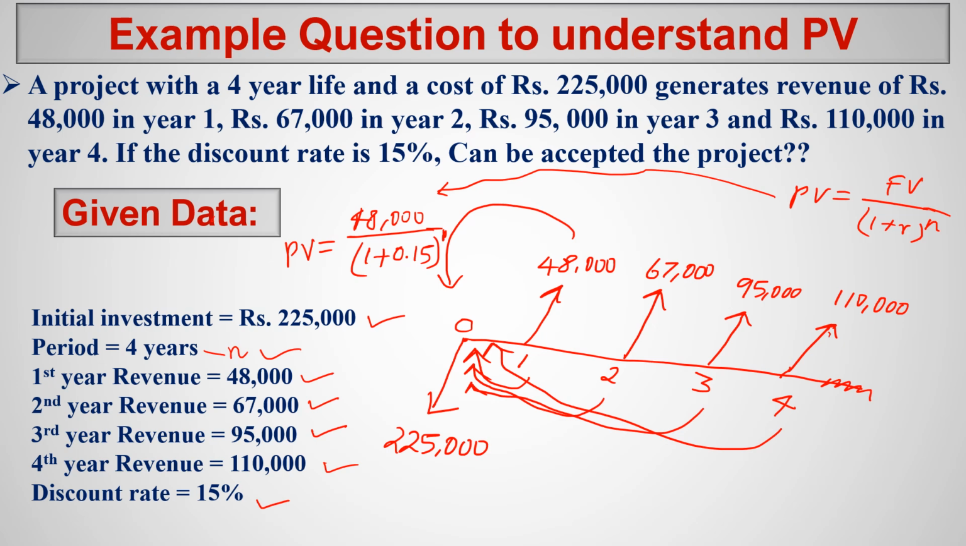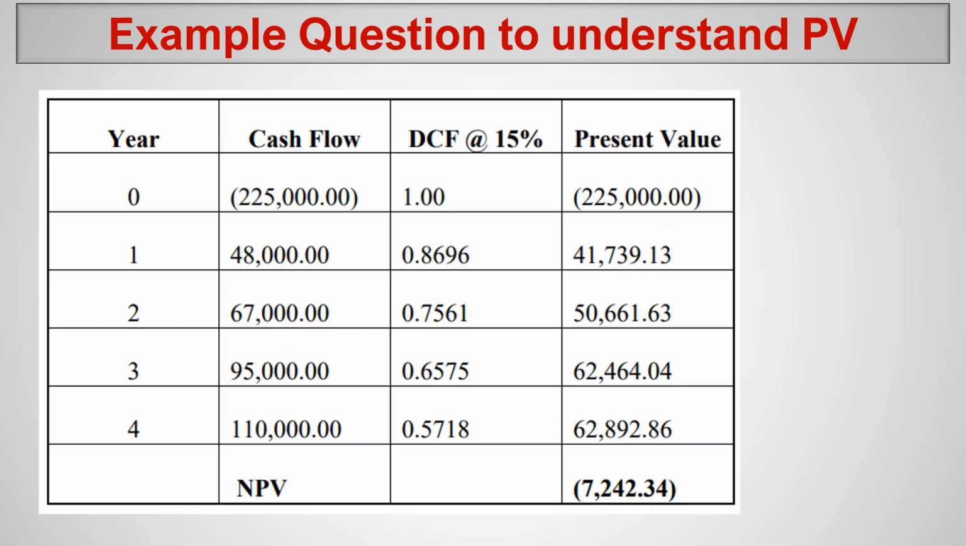Let's look at this in a table format. In this table, these are the years. So this is a present value, this is a present value, present value.